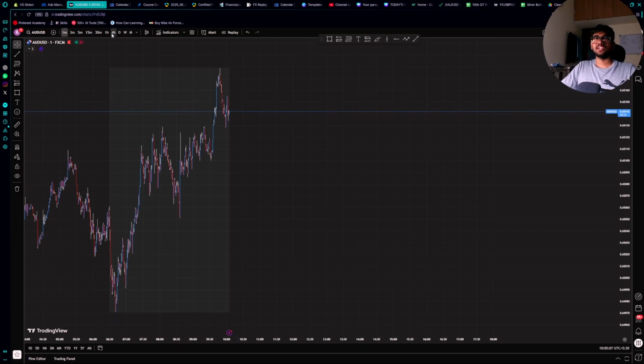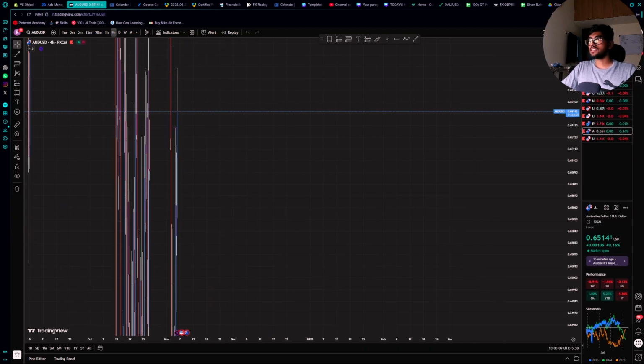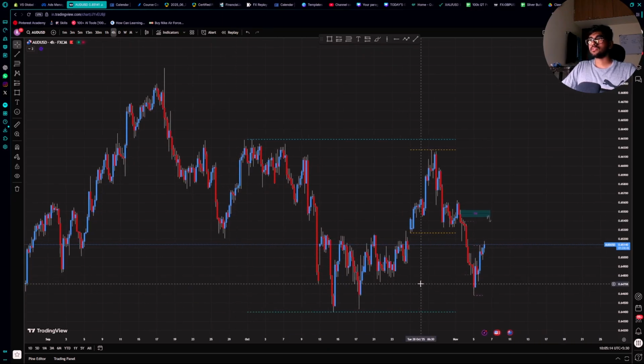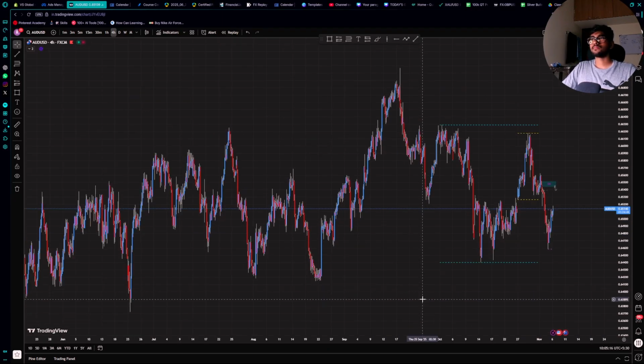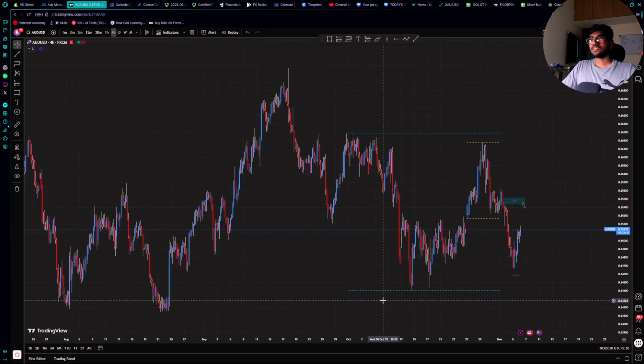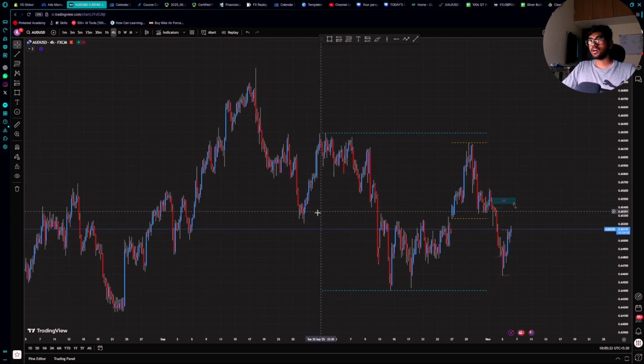Now coming into Aud USD. Coming into Aud USD, so we're kind of consolidating, but we are on a downtrend. Like you can see, the recent structure says that we're on a downtrend and price failed to take this high.